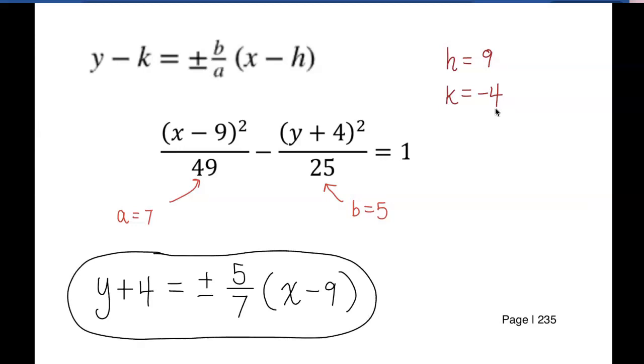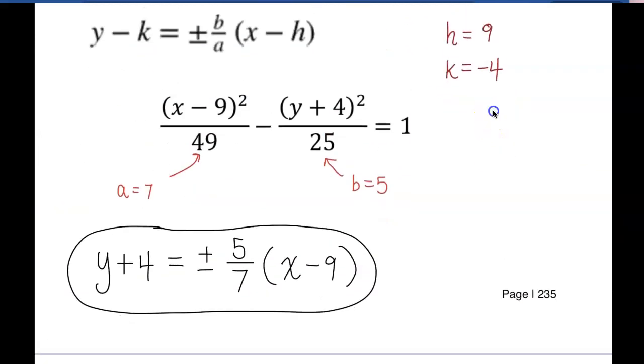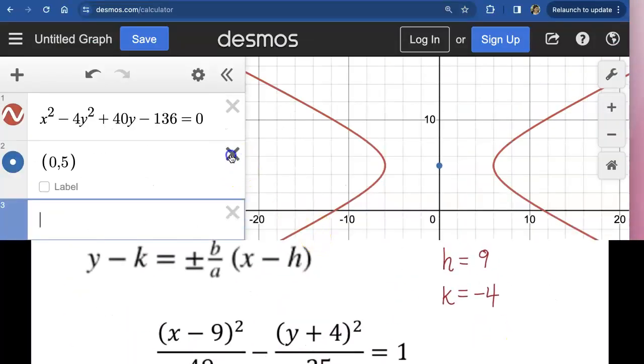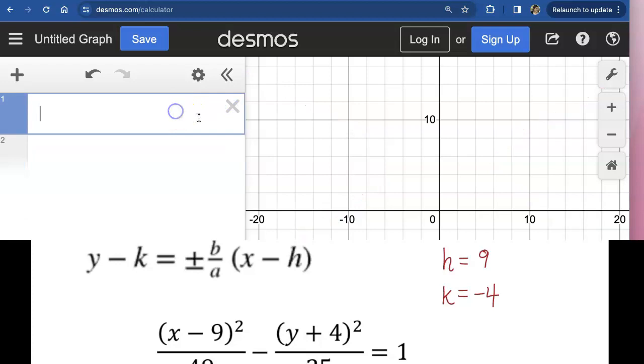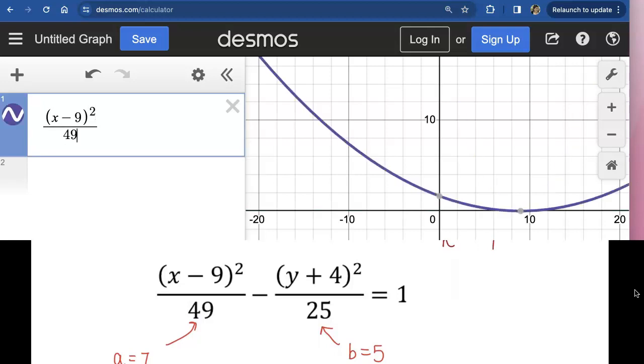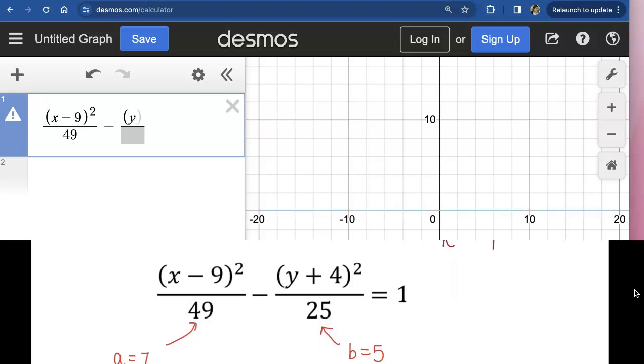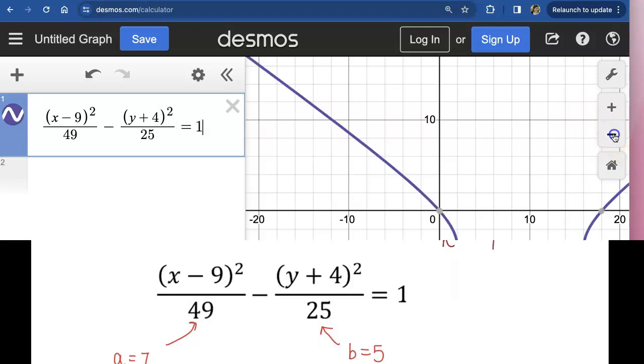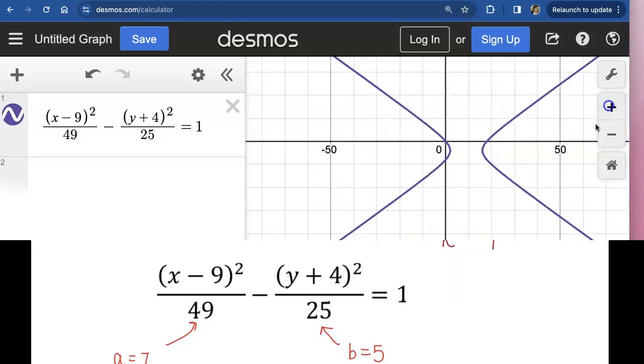Would you like to see something cool now? Now, I am going to graph all of these into a single graph paper, okay? The hyperbola that we were graphing was x minus 9 squared over 49 minus y plus 4 squared over 25 equals 1. So I got the hyperbola graphed right here, that purple graph right here.